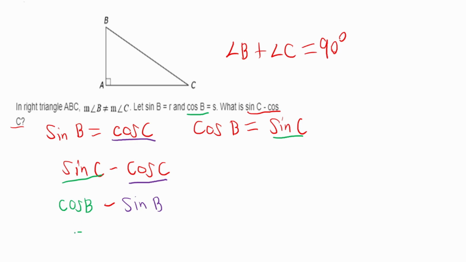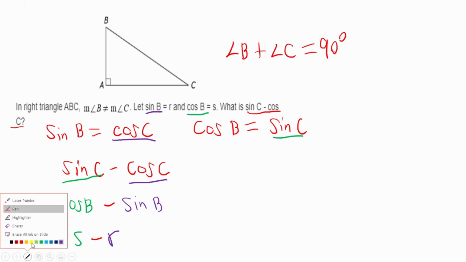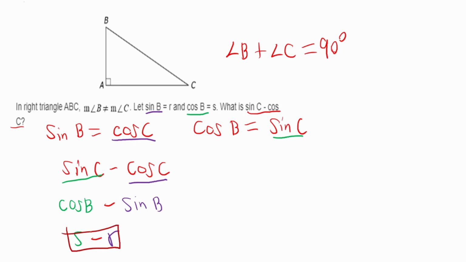So I'm going to swap this out for S minus, let me keep that as red, minus. And then where do we see sine of B? That's right up here. And that's equal to R. So we get S minus R. And that is our final answer, right? We just swapped out what we knew using information that we knew.